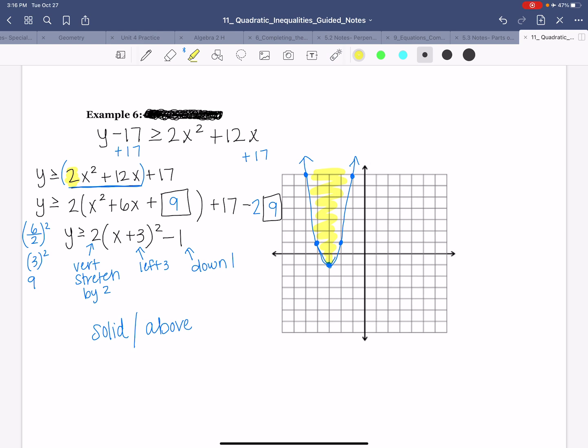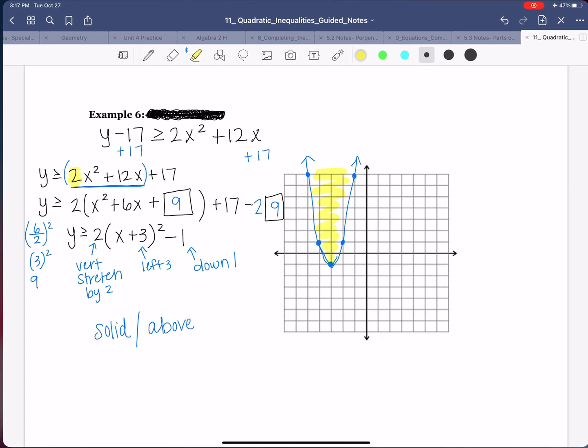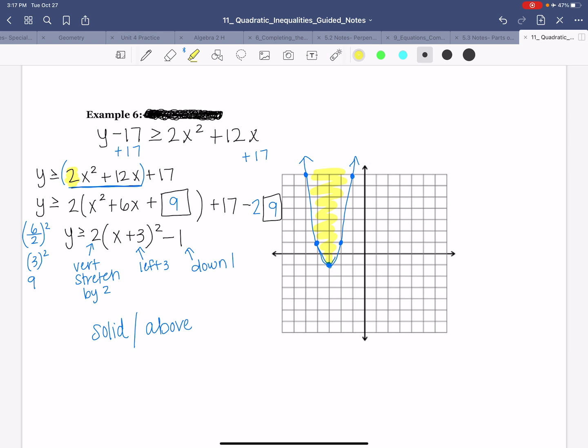If you always want to test it, you could test a point. I like testing 0. It's always going to be the easiest. If we test the point 0, we'd get 0 squared is 0, 0 times 2 is 0, 12 times 0 is 0, plus 17. So I'd get y is greater than or equal to 17. Well, the point is 0, 0, so 0 is greater than or equal to 17. That is definitely false. So where 0, 0 is should not be highlighted, and it is not highlighted.